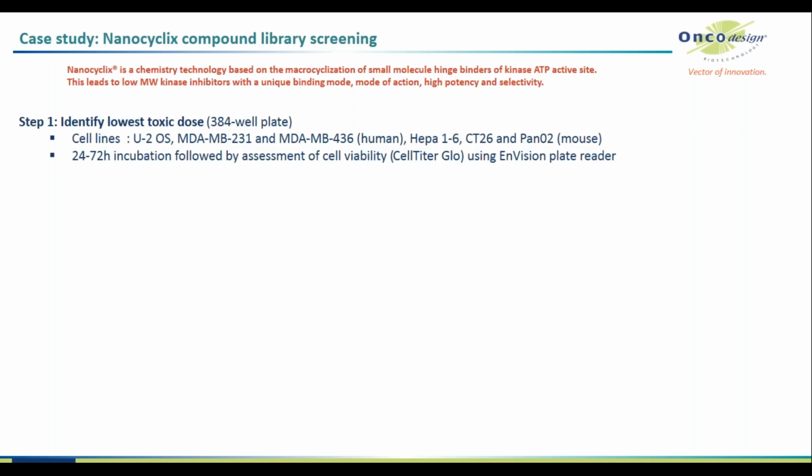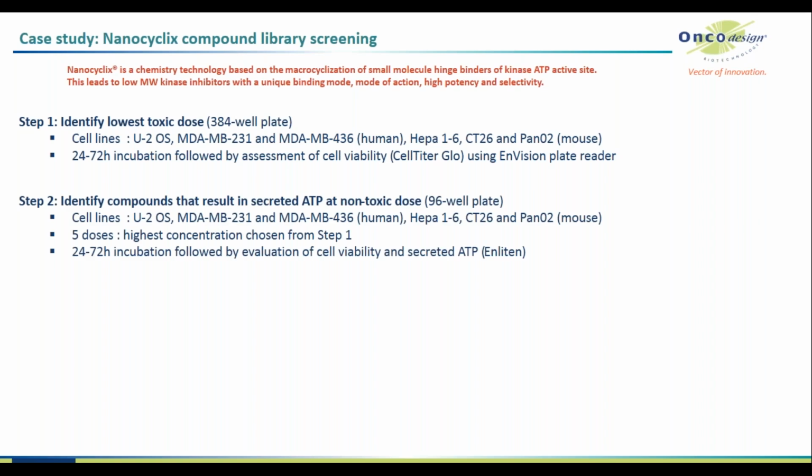So we followed the same strategy as I described before. Determine the lowest toxic dose. We can do that in a 384 well plate format. We did that for our library using 6 different cell lines, 3 human and 3 mouse, over different time points to look at the cell viability.